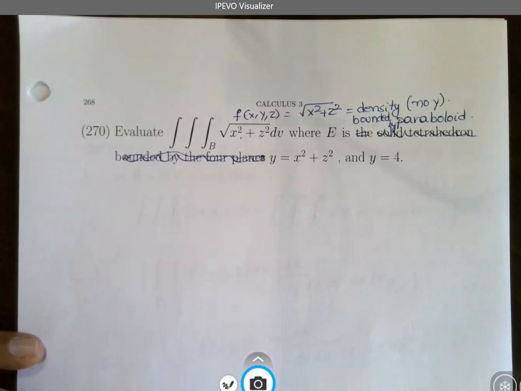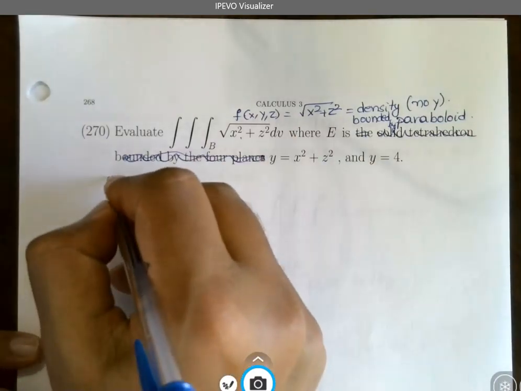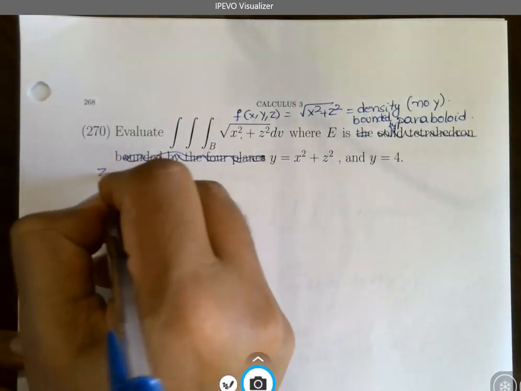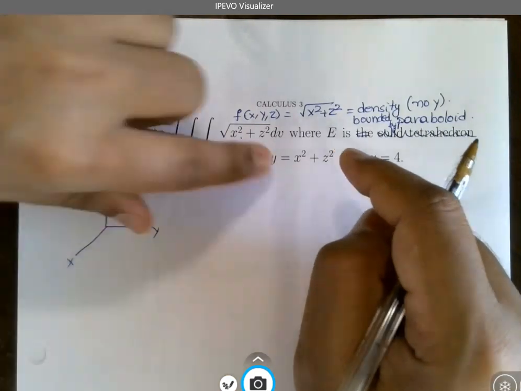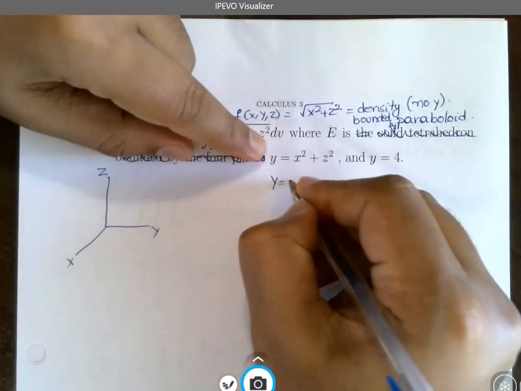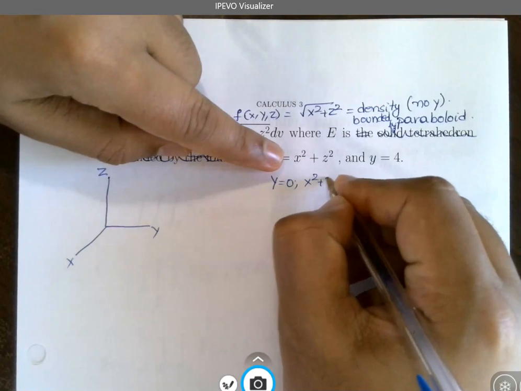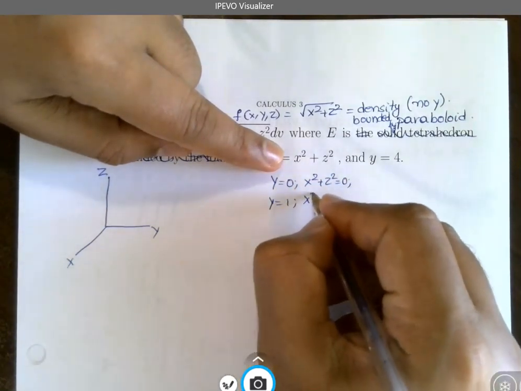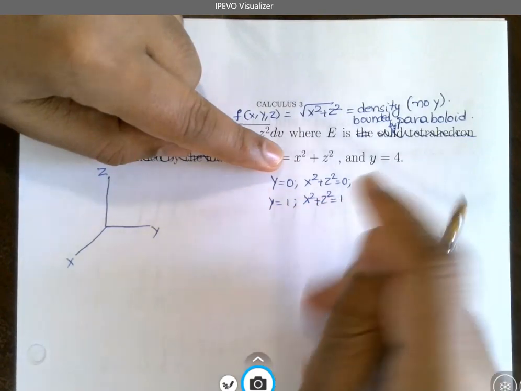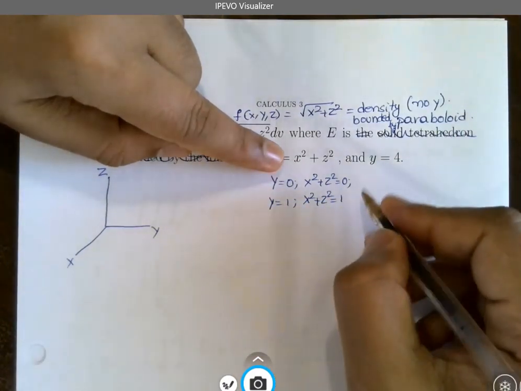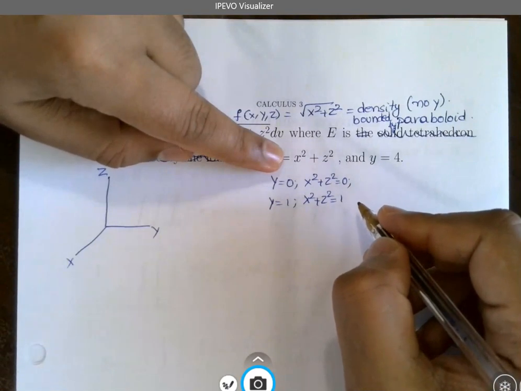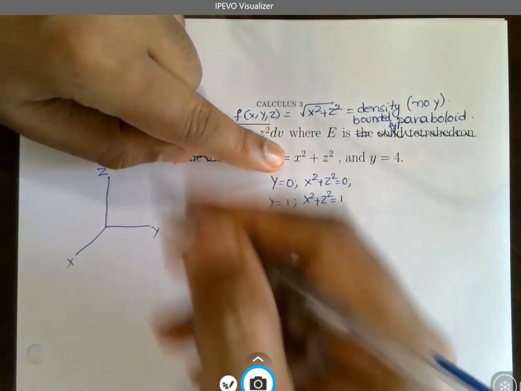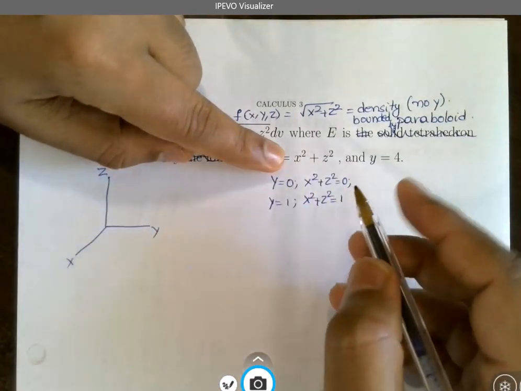Now how do you find it? It's always helpful, wherever possible, to draw a picture. So this is the x-axis, y-axis, z-axis. If you put y equals 0, it gives x squared plus z squared equals 0, which means x is 0. If you put y equals 1, you get x squared plus z squared equals 1. This is a circle centered at 0, 0 with a radius of 1 unit, so it's like that. I hope you can see that.